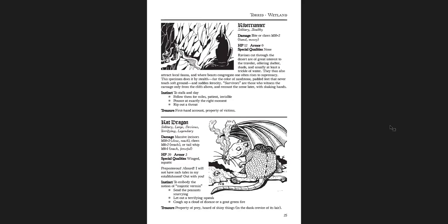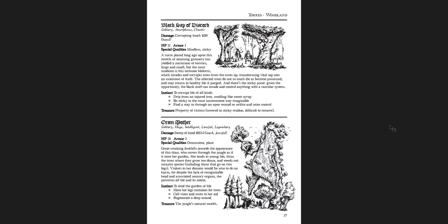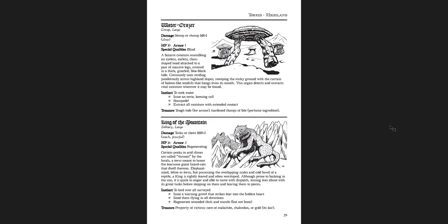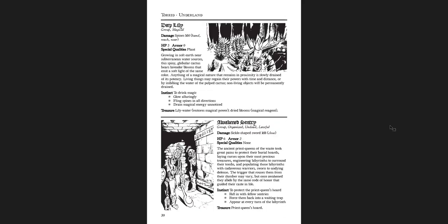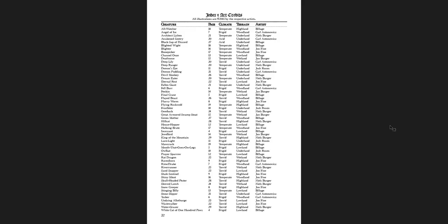There's the sleeved leech, the river runner, the rat dragon, flayed beast, the devil monkey, the black sap of discord, the green mother, the skull-headed pester, the hill cat, the water grazer, the king of the mountain, deep lily, the awakened sentry, the stone slipper, the demon pudding. And then you have an index of all the creatures, which pastes there the climate, terrain, and the artist that did it. Awesome little bestiary. Totally worth it for inspiration.